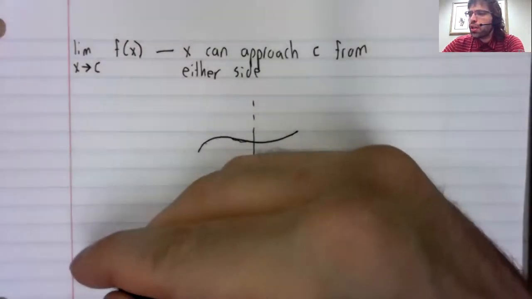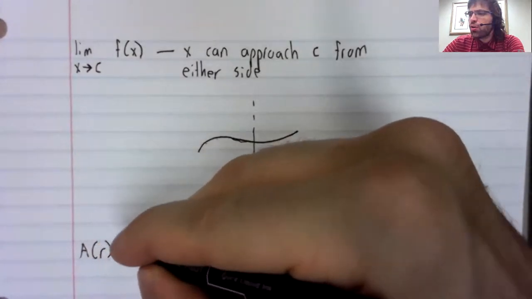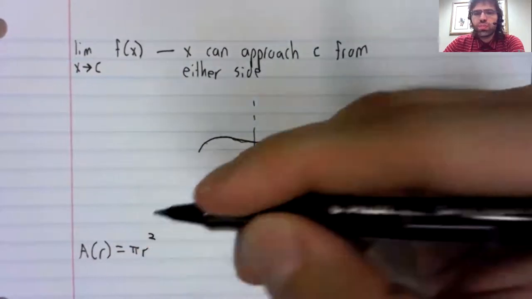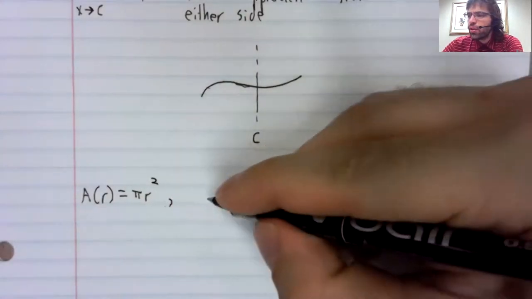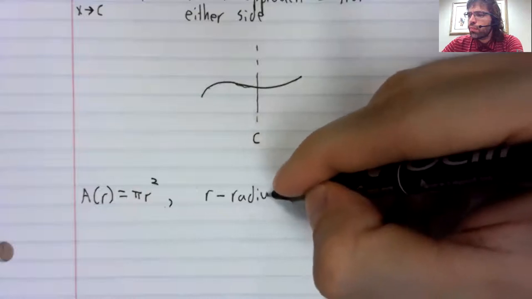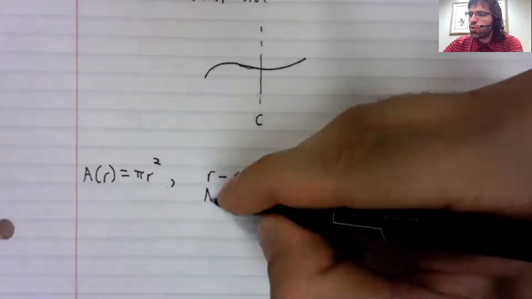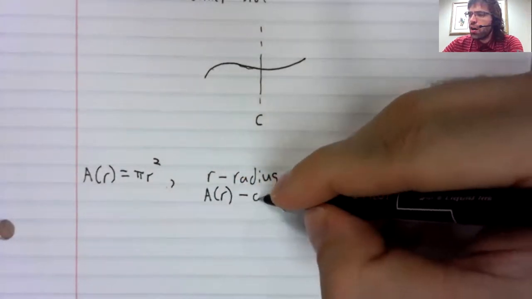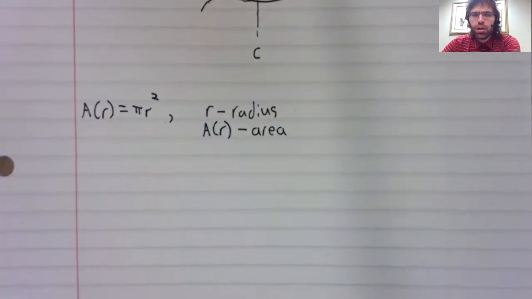What if we're looking at A of r equals pi r squared? And here, r is the radius of a circle, and A of r is the area.